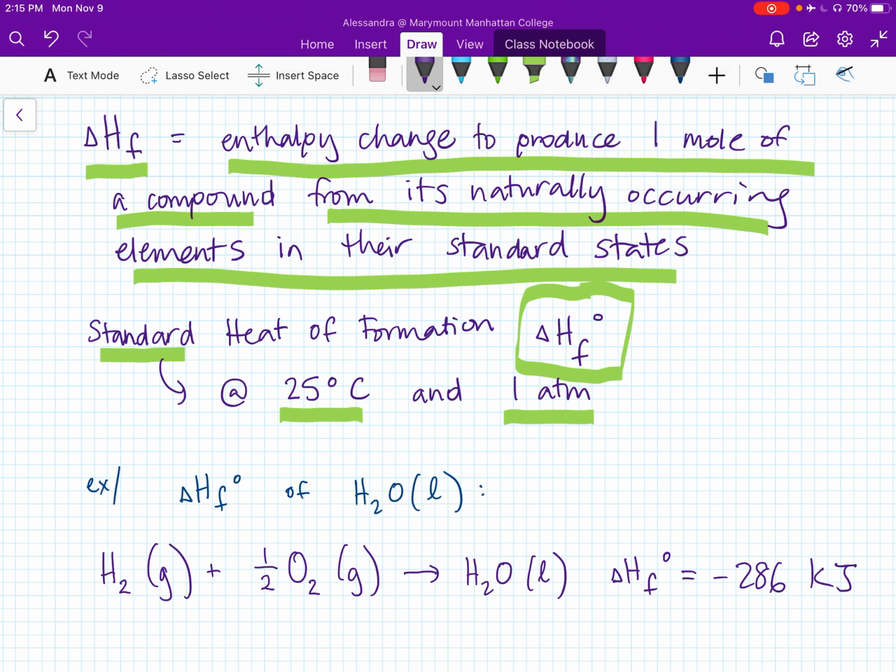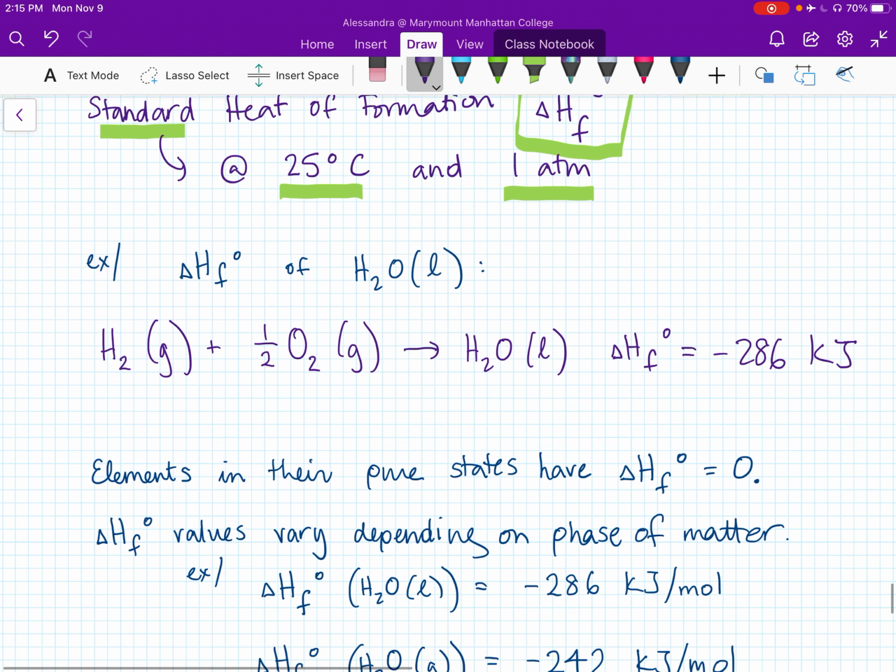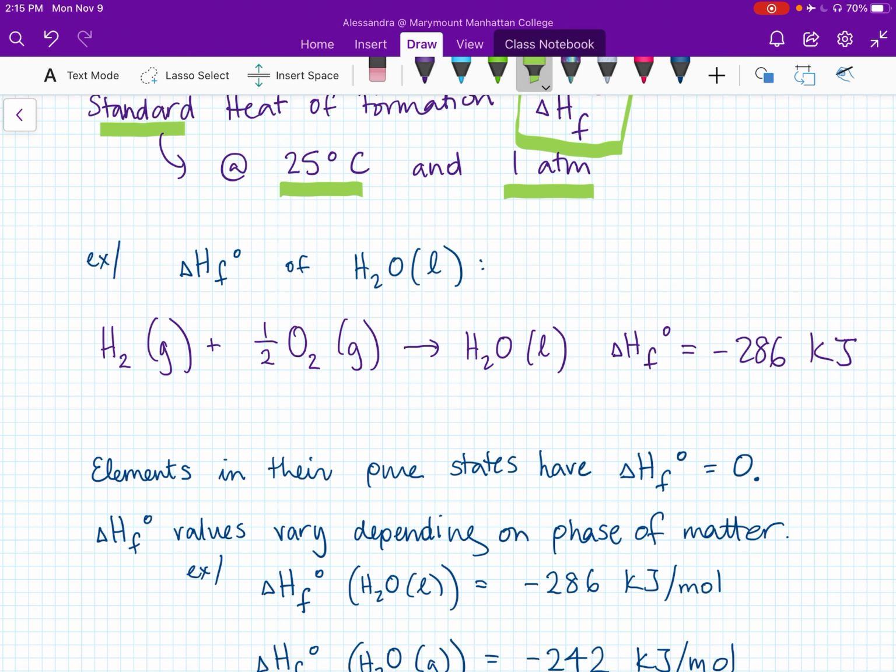A few notes about standard heat of formation. Elements in their pure states have a heat of formation of 0. So if I'm looking for the heat of formation of the H2 gas molecule, it would be 0. If I'm looking for the heat of formation of O2 gas, that would be 0. So any element in its pure state, for metals, that would be monoatomic solids. For lots of nonmetals, those are diatomic gases. For certain ones like bromine, it would be diatomic liquid. Elements in their pure states have standard heats of formation of 0.